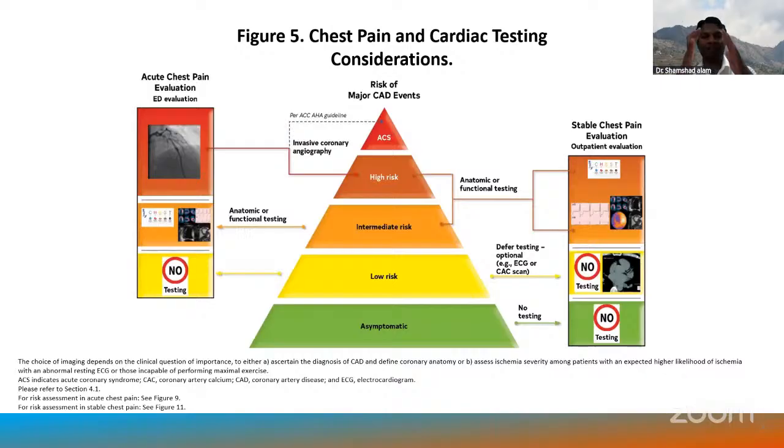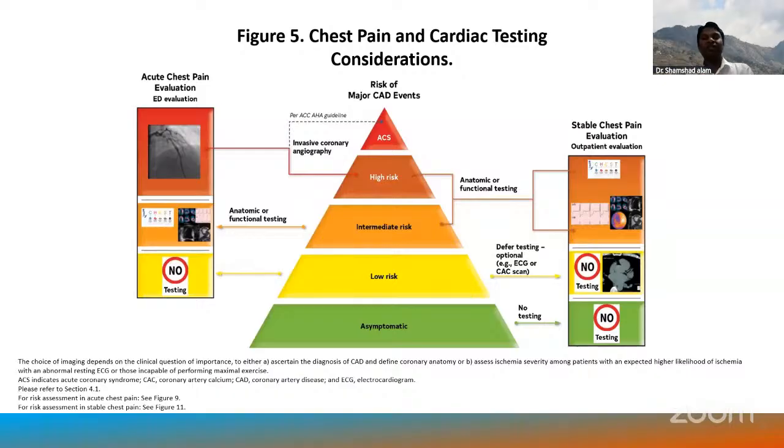So this is the pyramid which has been postulated. We have to stratify the patient, deciding which patient we are going to send for which kind of test. If asymptomatic, no testing is required. If our patients fall in the low risk category, usually no testing, but if we still think that we have to rule out disease, in these kinds of patients we can go for coronary artery calcium scoring. So CT coronary angiogram is not needed. We just need to go for coronary calcium scoring or an ECG.